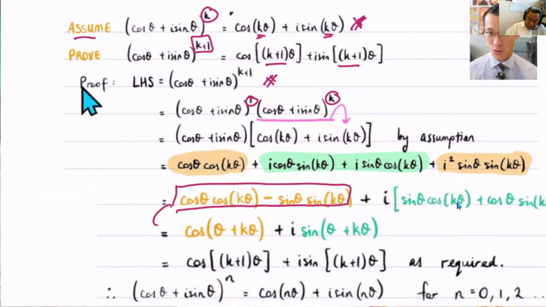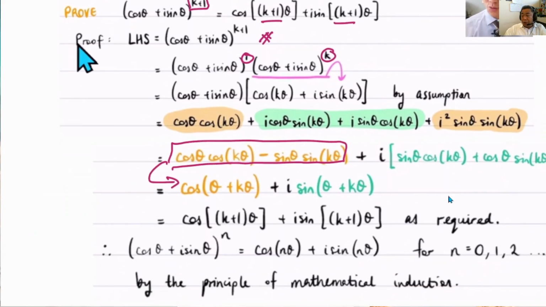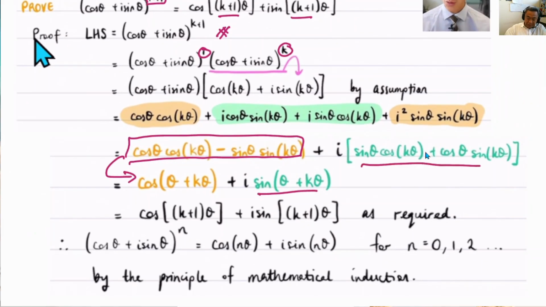Then we use the trigonometric identity to say cos of theta plus k theta equals this expression. As with this identity, sine of theta plus k theta equals this expression over here. And this is what we need. We basically can now collect the theta to be k plus 1 theta, and theta plus k theta be k plus 1 theta, as required.